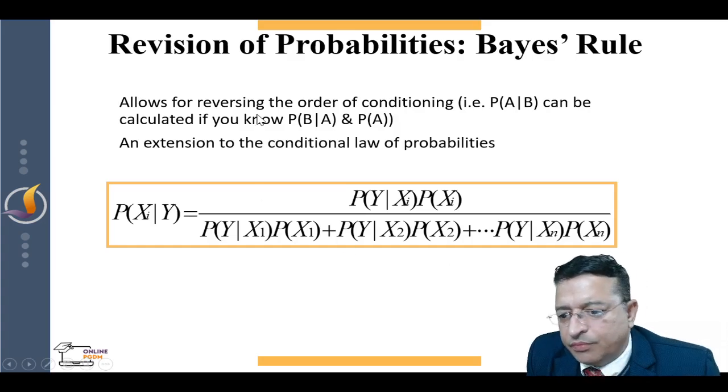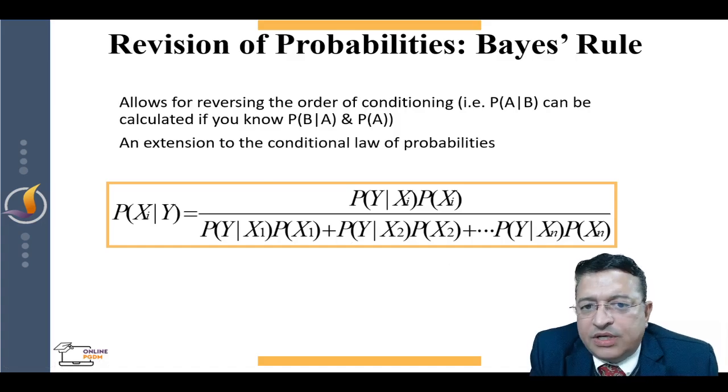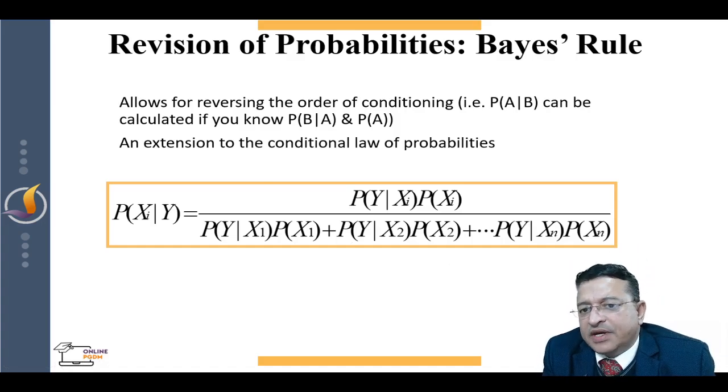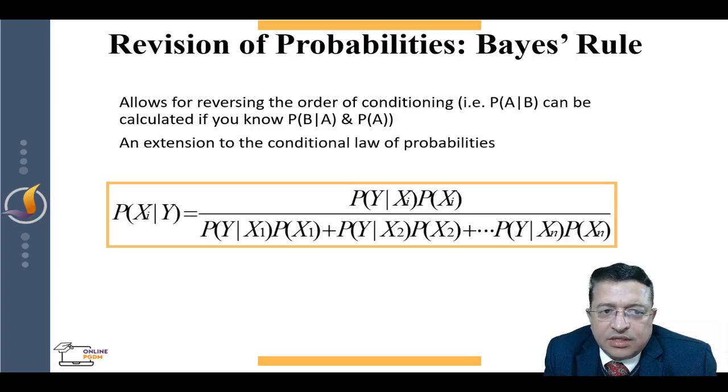Now a very important application of probability is known as the revision of probabilities, given by Bayes, also known as Bayes' rule. It allows for reversing the order of conditioning.